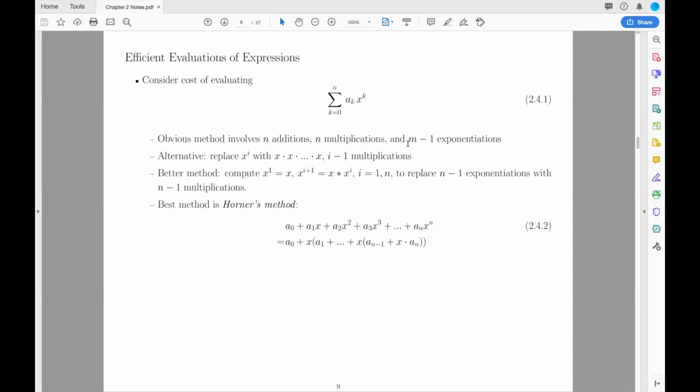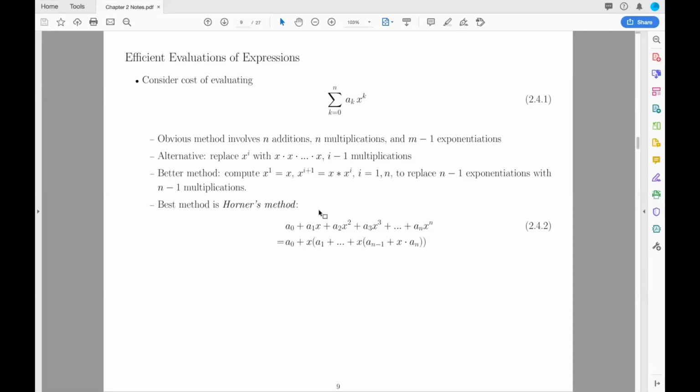Now, exponentiation is expensive. That's the way it is. When you have integer exponentiation, you can just replace it: x to the i is just the product of i x's. That would be faster than doing these various exponentiations. A better method is to compute x to the 1, and then x to the i plus 1 is x times x to the i. And so then you gather these up. You just have n multiplications instead of n exponentiations, and that's going to be faster.